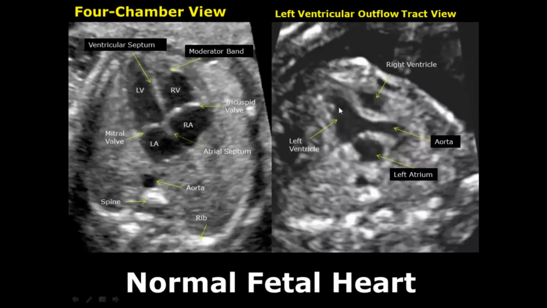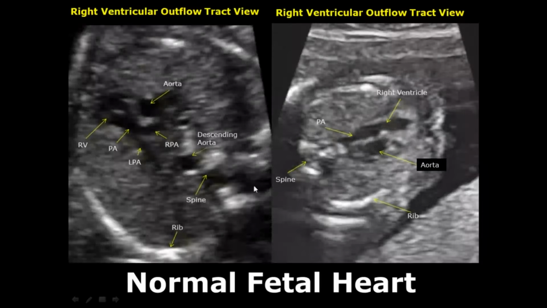In the left ventricular outflow tract view, we see a proper appearance of the left ventricle and the aorta, and here is the right ventricle and the posterior most left atrium, and part of the descending aorta is also seen here. In right ventricular outflow tract view, we can see the right ventricle and the main pulmonary artery, and here are the branches, the right and left pulmonary arteries. Part of the aorta is also seen.